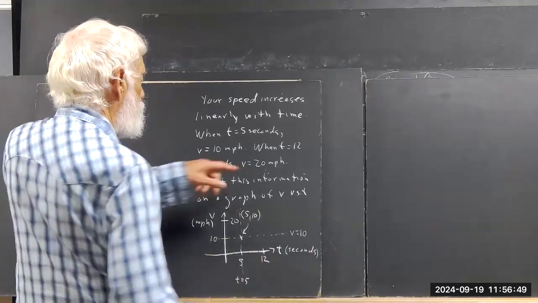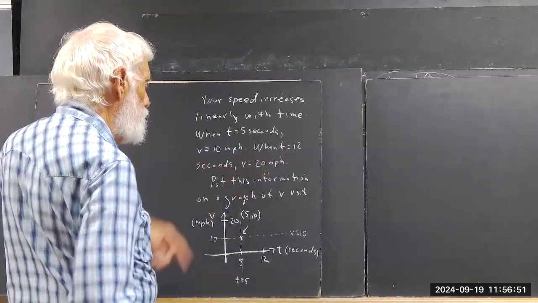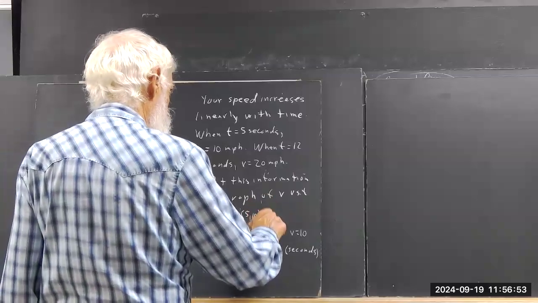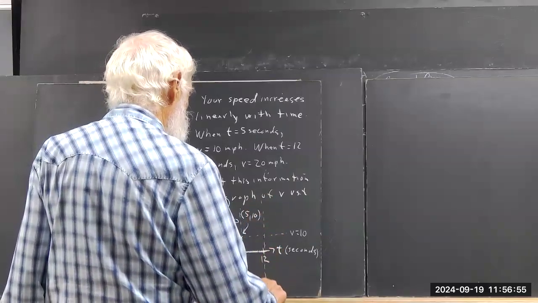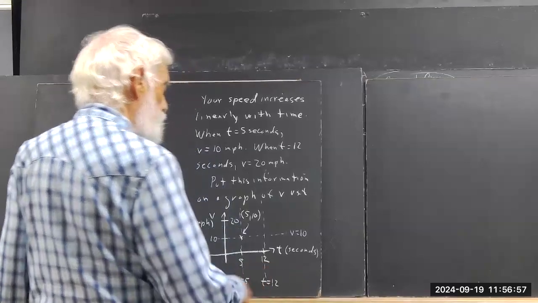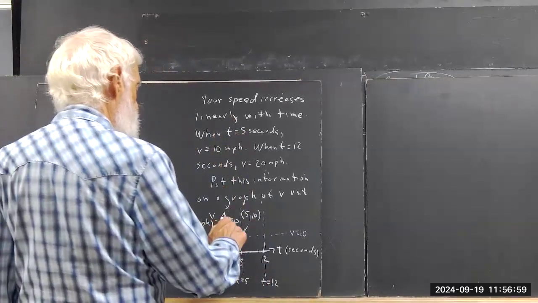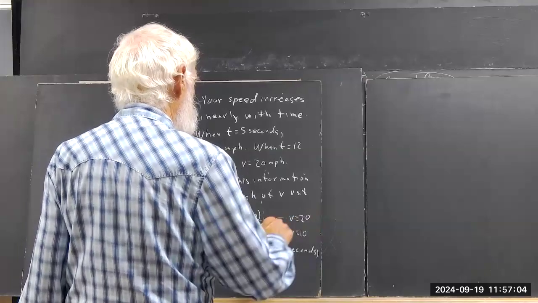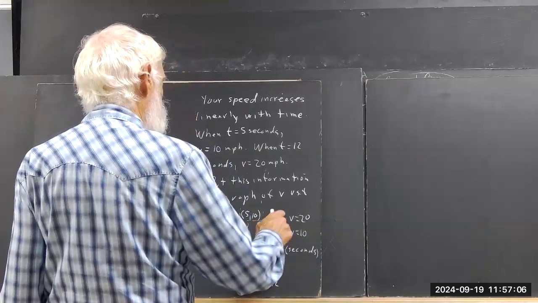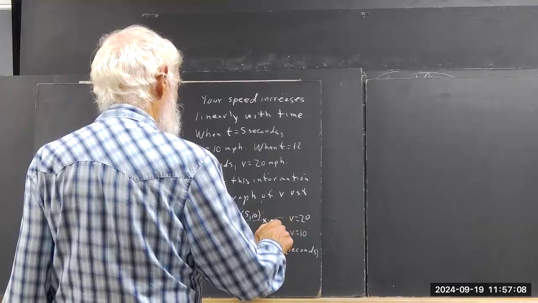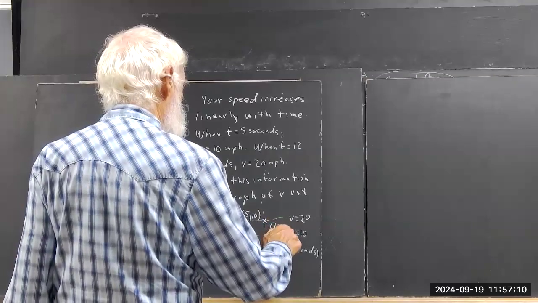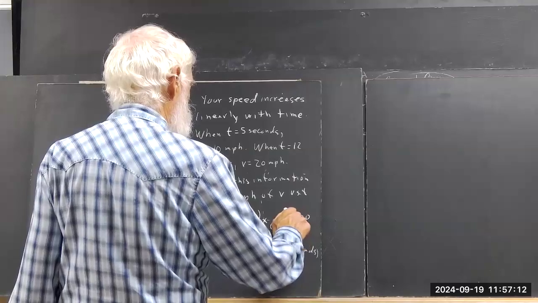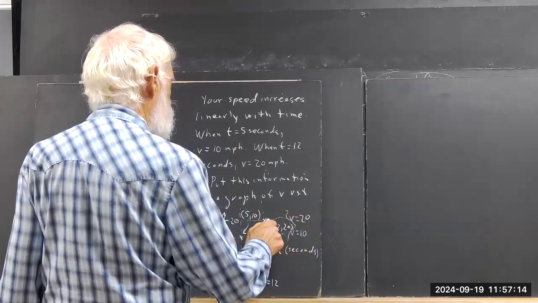And then when t is 12, v is 20 miles an hour. Well, here's the vertical line, t equals 12 everywhere on this vertical line. The horizontal line, v equals 20 everywhere on this line. And we have this point, which is (12, 20).